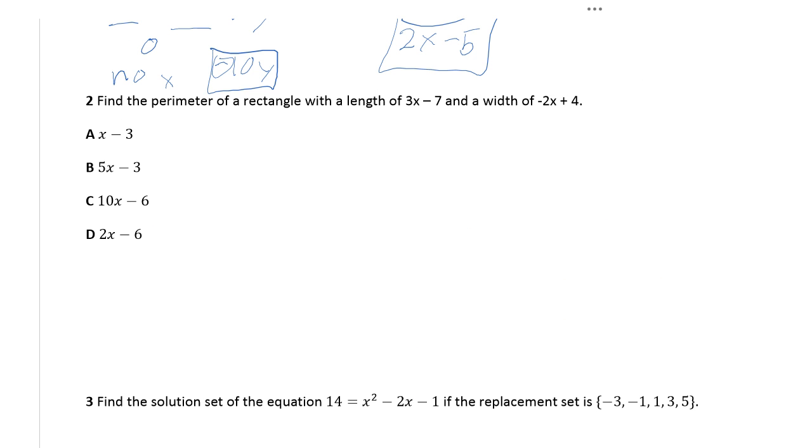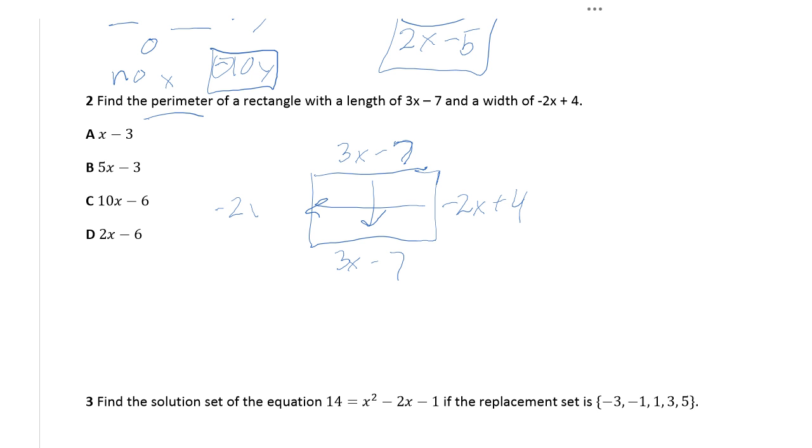Alright, now perimeter. Perimeter is not all that scary. You're just adding up whatever the sides of the shape are. This shape's a rectangle, so there's the rectangle. I'm going to label the sides 3x minus 7, negative 2x plus 4. Now, since it's a rectangle, the opposite sides are the same, so I'm going to write that in here as well. Opposite side, so negative 2x plus 4.